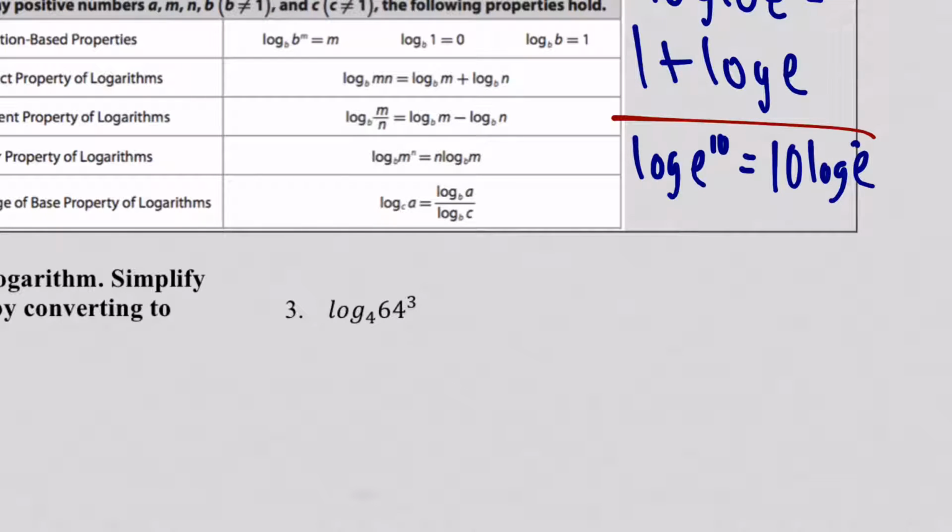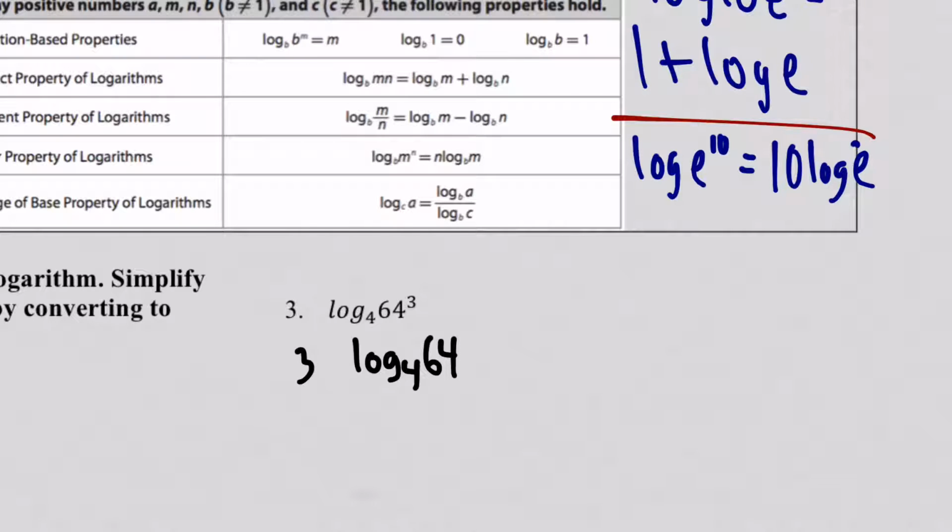I am going to move that 3 to the front. So it's going to look like this. 3 log base 4 of 64. And then I'm going to try to simplify that as much as I can. Okay, let's ignore the 3 for now. I know it's there. It's in the front.